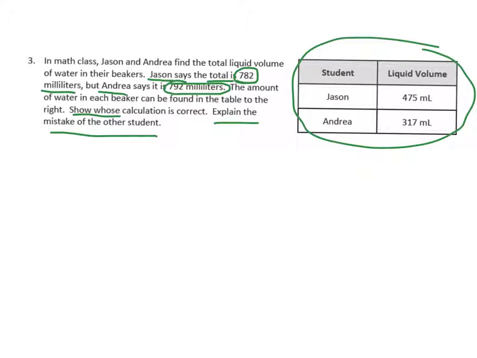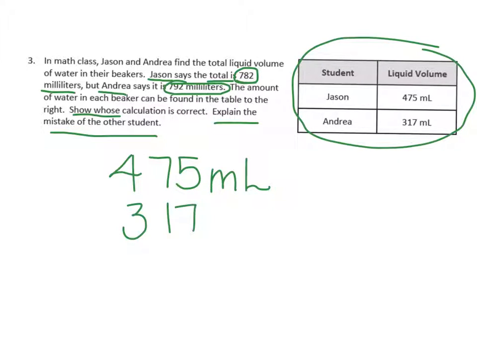So, Jason had 475 milliliters. Andrea said that she had 317 milliliters. To find the total, I need to add these two measurements together. Go ahead and pause the video and solve for 475 milliliters plus 317 milliliters. When you are ready, replay the video to see what the answer is.